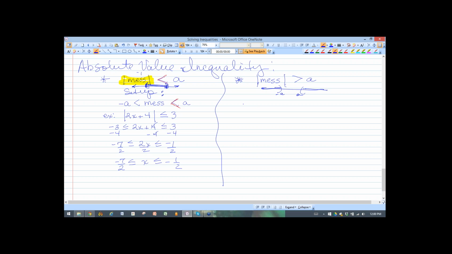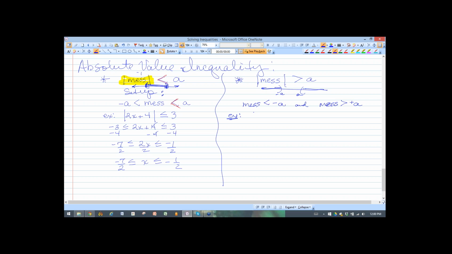Okay, so the mess, we're going to take the mess out of the absolute value symbols, and it's going to be below the negative or above the positive, kind of outside. It's skewed from before. So the mess is going to be less than the negative of a, or the opposite of a. Okay, and the mess is going to be bigger than the positive version of a, or as is a.